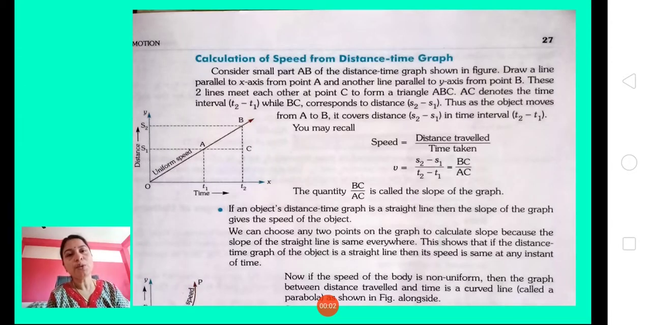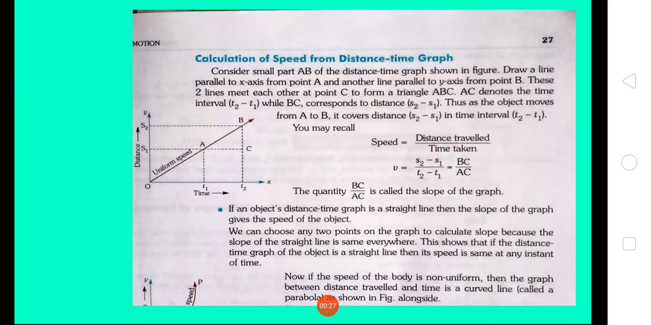Now what is the use of plotting this distance time graph? One, I told you that by looking at the graph, whether it is a straight line or a curved line, it gives you information whether the object is in uniform motion or non-uniform motion. And secondly, it helps us to calculate the speed of the object.